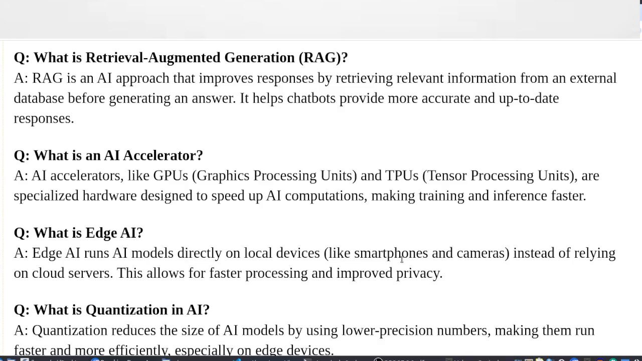What is an AI accelerator? AI accelerators like GPUs and TPUs are specialized hardware designed to speed up AI computations, making training and inference faster. It's a hardware related stuff. Okay, so that AI training and inference can work faster.